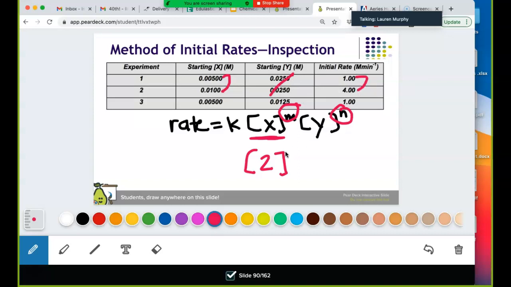And the rate is doing what? Quadrupling, right? 1 to 4 is a quadruple. So the rate is quadrupling. The concentration of X is doubling. So what does M have to be? It has to be a 2, right? 2 squared is 4. That means it is second order.